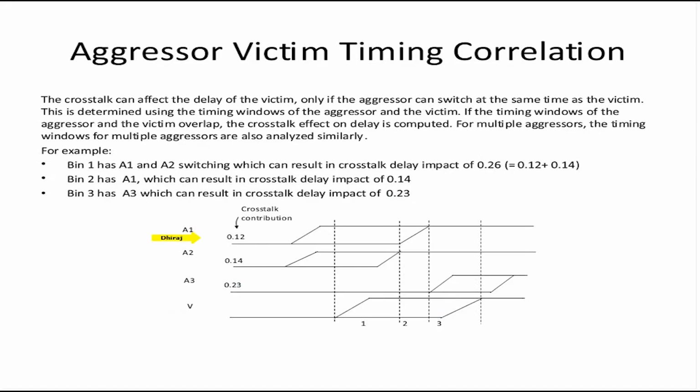Again you have A1, A2 and A3 and there is a victim net. In bin 1, A1 and A2 are switching at the same time.